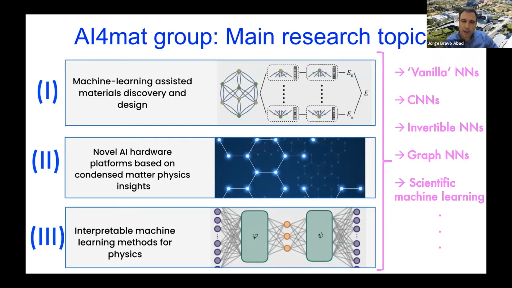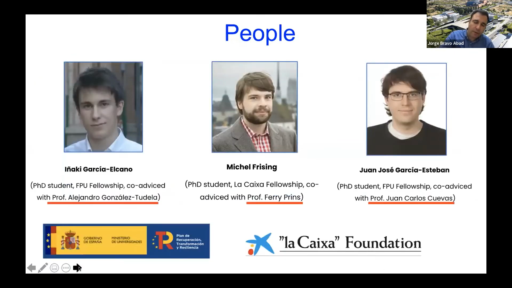In order to tackle all these problems, we apply a variety of techniques. We use a lot of what we call vanilla neural networks, which are simply densely connected neural networks. We use convolutional neural networks. We use some algorithms that we have discovered recently, invertible neural networks, that turn out to be really powerful and versatile for inverse design. We also use a lot of graph neural networks, and we have been working a lot on what people are calling these days scientific machine learning, among some other techniques.